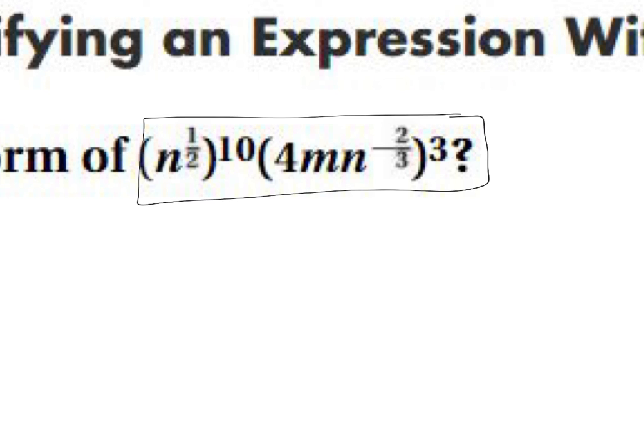Is that negative 2/3? Yes, that's a negative 2/3. So n to the 1/2 raised to the 10th power times 4mn to the negative 2/3, all raised to the 3rd power. This first part we've seen before, right? N to the 1/2 raised to the 10th.